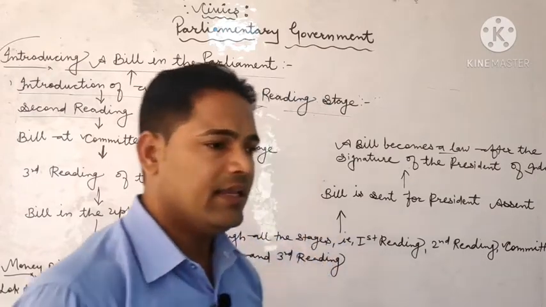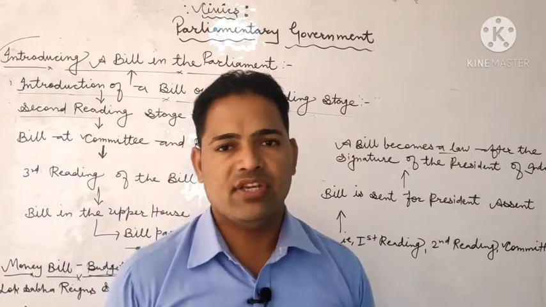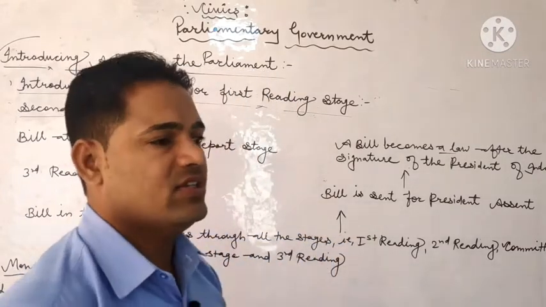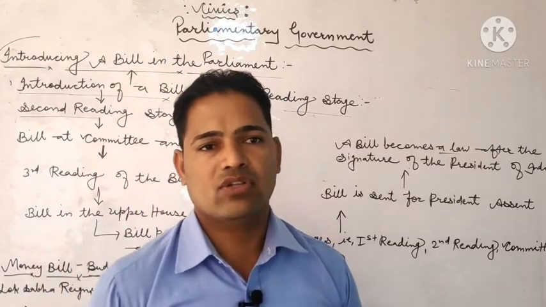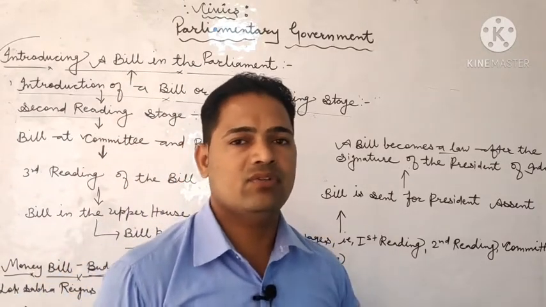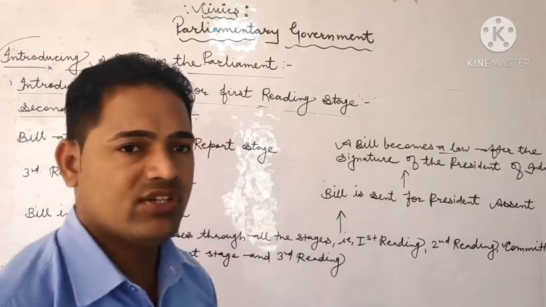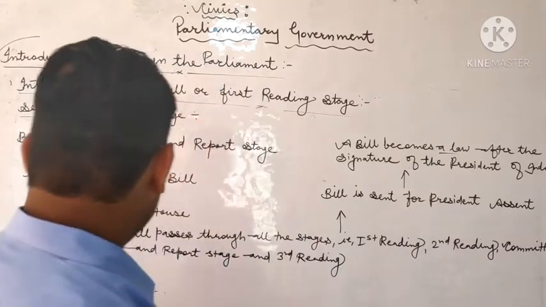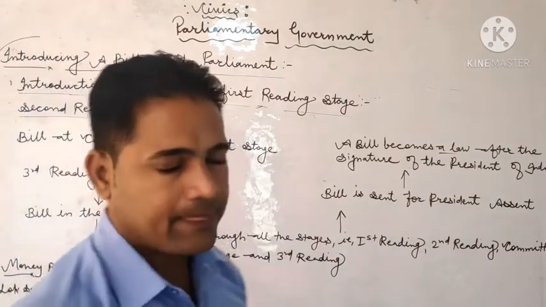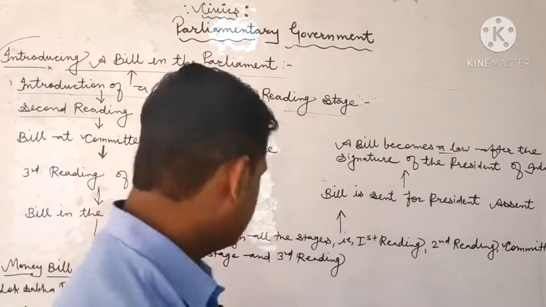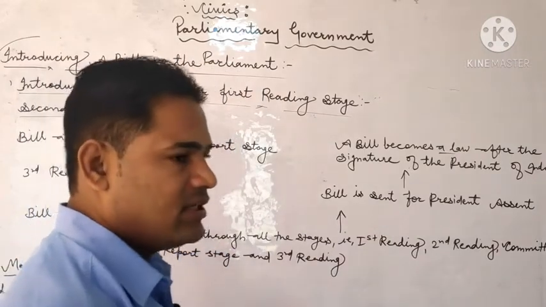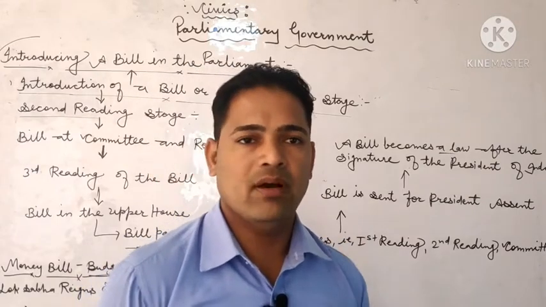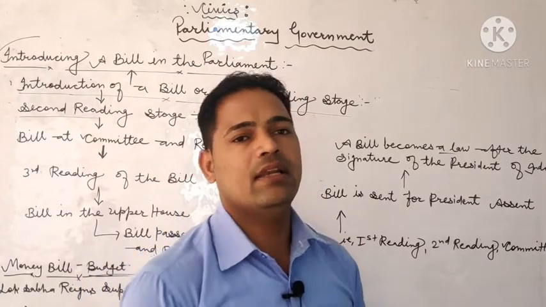If the Rajya Sabha, the upper house, wants any change in this bill, it is not compulsory for the Lok Sabha to accept those changes. It depends on the Lok Sabha whether it accepts the changes made by the Rajya Sabha, and after that the Lok Sabha is going to pass the money bill. So my dear students, the money bill, you can say the budget, is the only bill that we can pass directly in the Lok Sabha only.